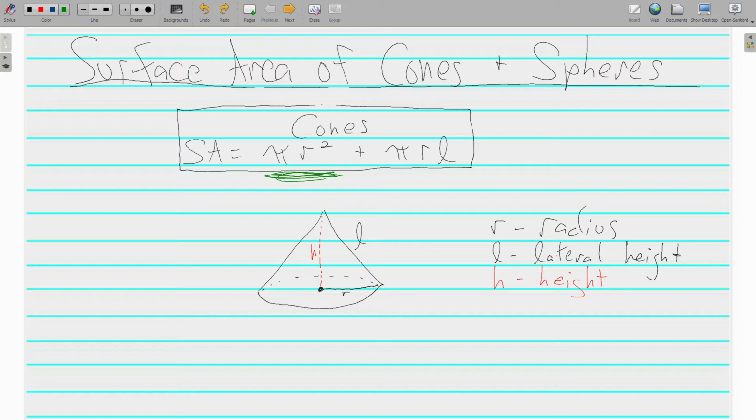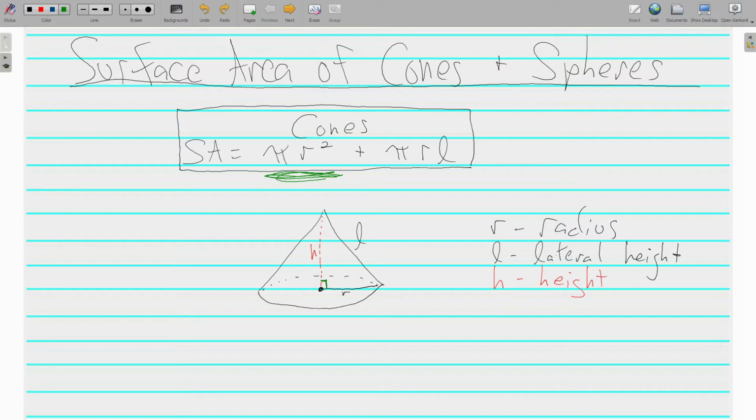R is the radius of the circle. L is the lateral height, or the slant height of the cone. The lateral height is different from the actual height. The actual height of the cone would make a right angle with the circle, but we need L, the lateral height, to find the area of that part that goes all the way around the cone at the angle.